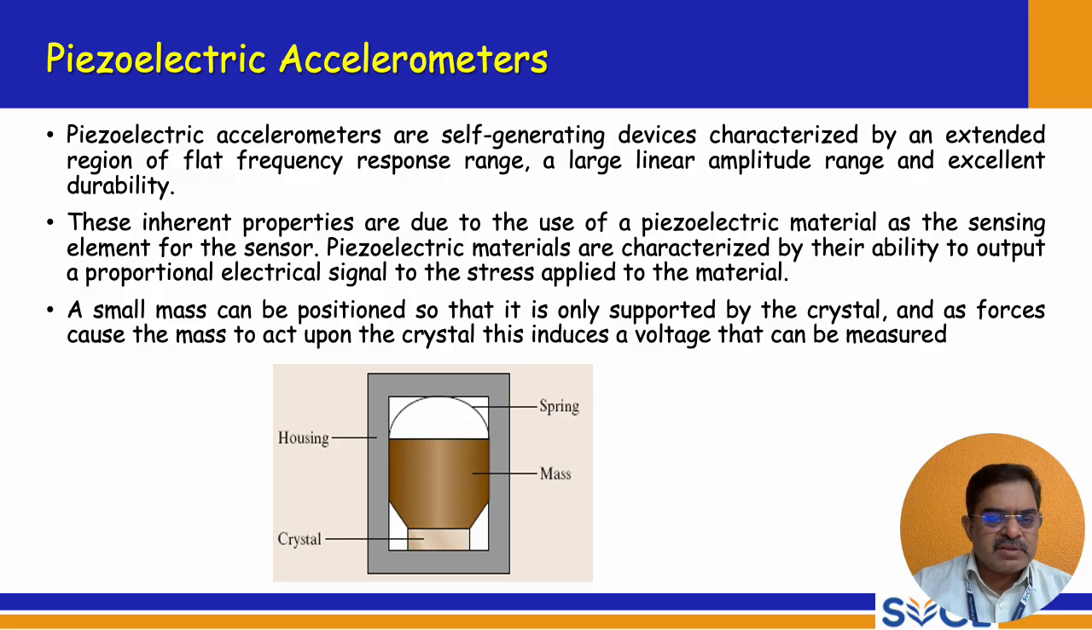generates. So here this is a simple setup, and this is the piezoelectric crystal, and it is kept by a mass and a housing, and it is within the spring. A spring is enclosed here, so this keeps the piezoelectric crystal under this mass. So this is a simple type of piezoelectric accelerometer. You can explain this for 5 marks. It is a 5-mark question.